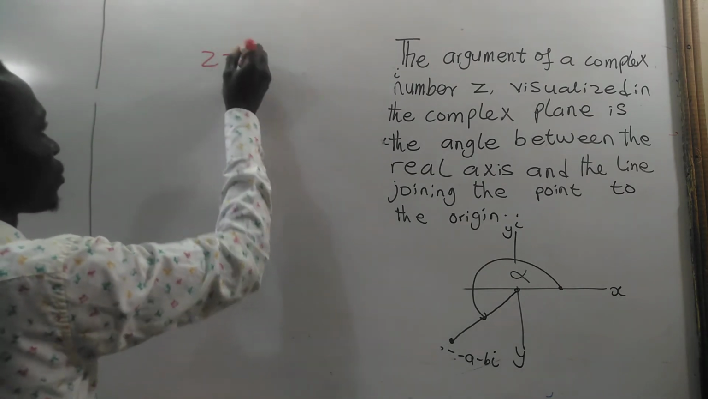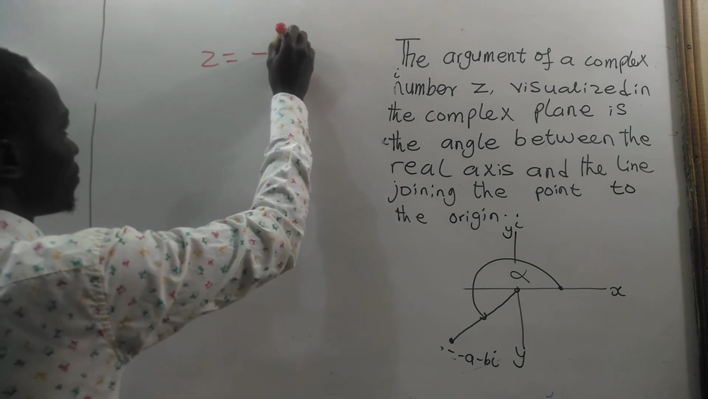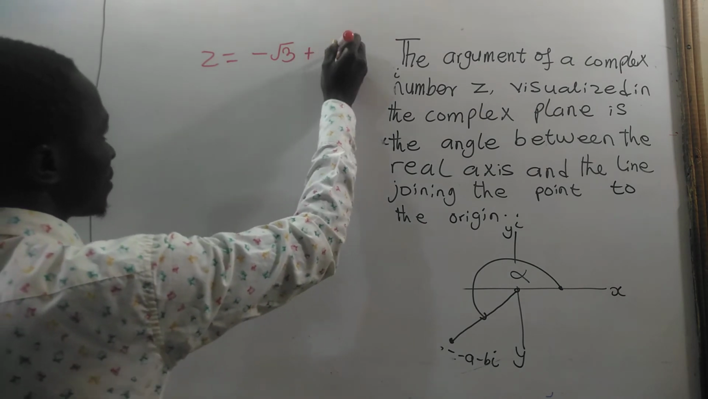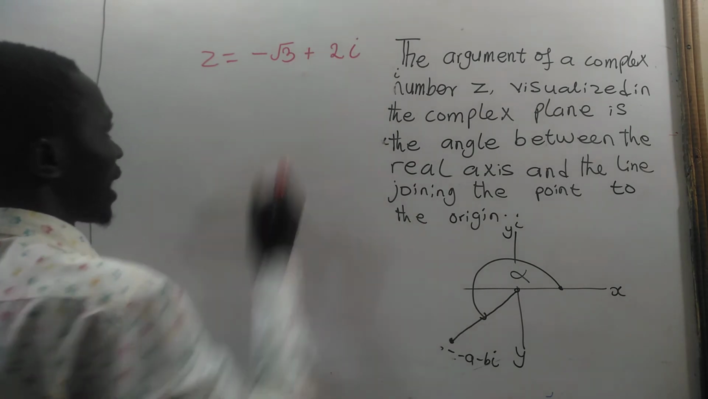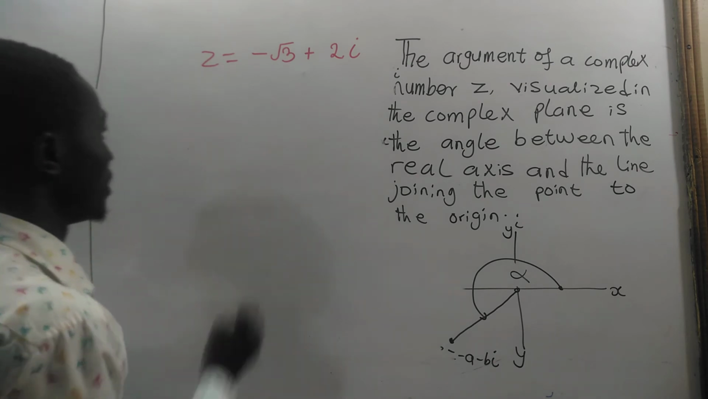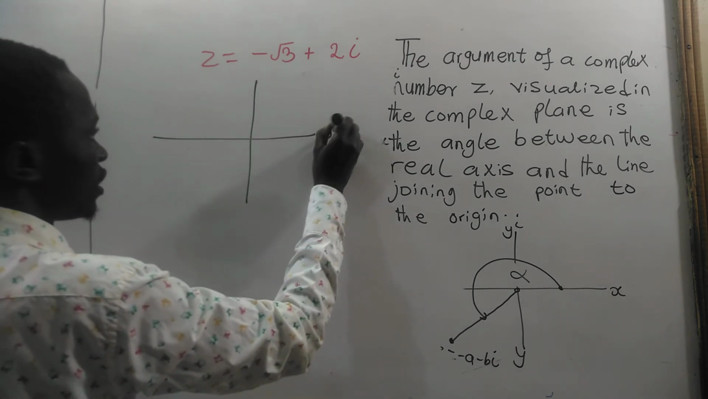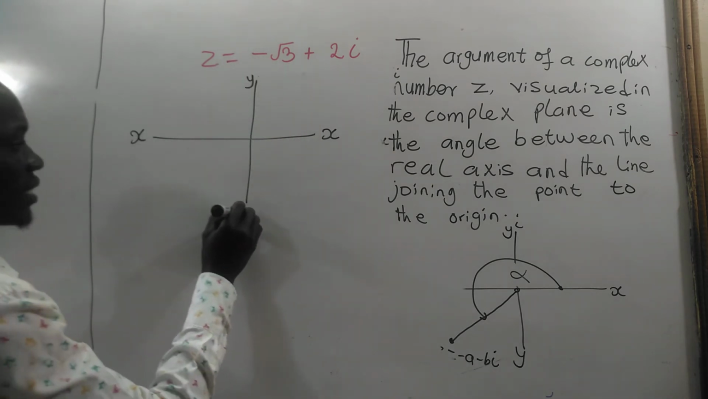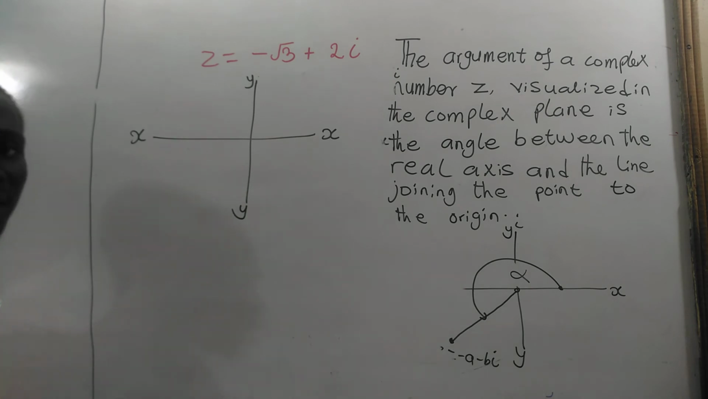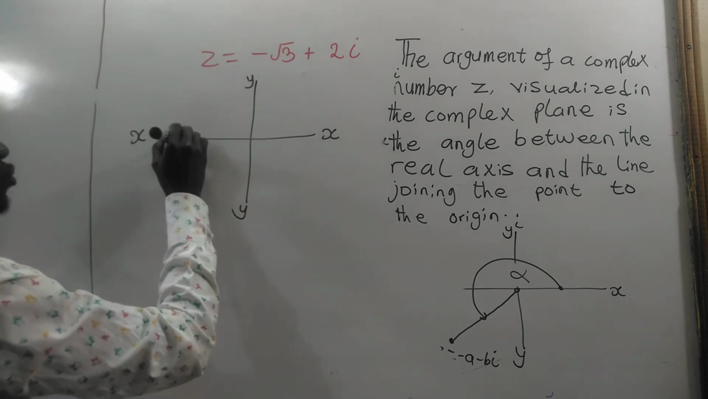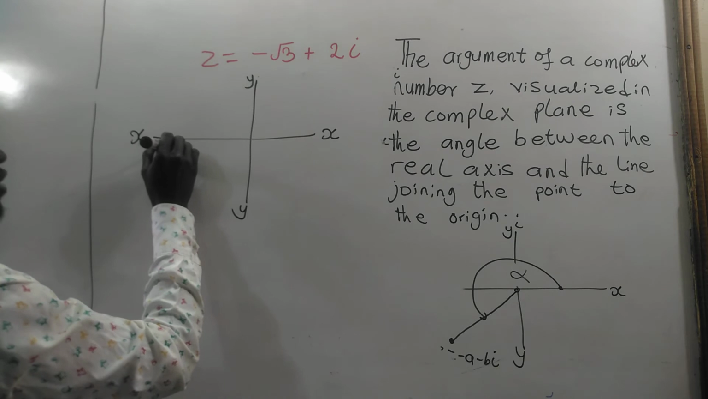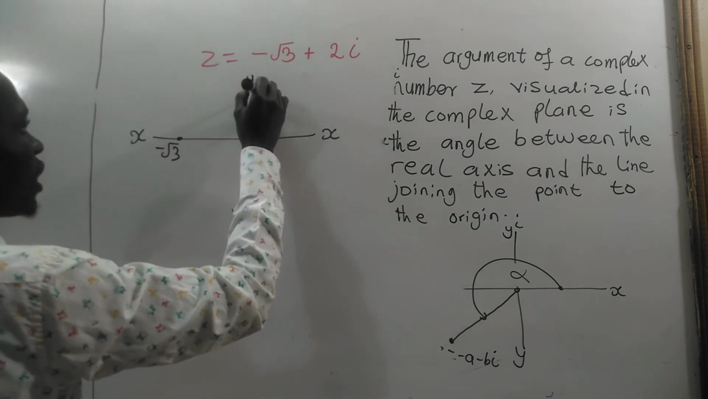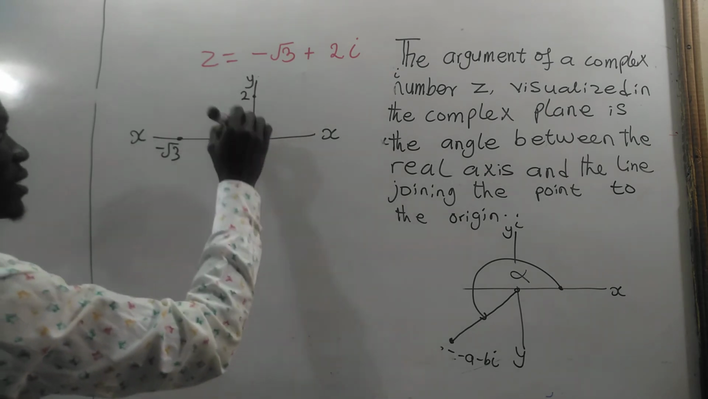Now let's take the argument of z equal to negative root 3 plus 2i. So here what we see, if we draw the complex plane, the positive real axis, the positive imaginary axis, the negative real axis, and then the negative imaginary axis. So we have negative root 3, so we put negative root 3 here. And we have positive 2, so we put 2 here. That is the imaginary part.